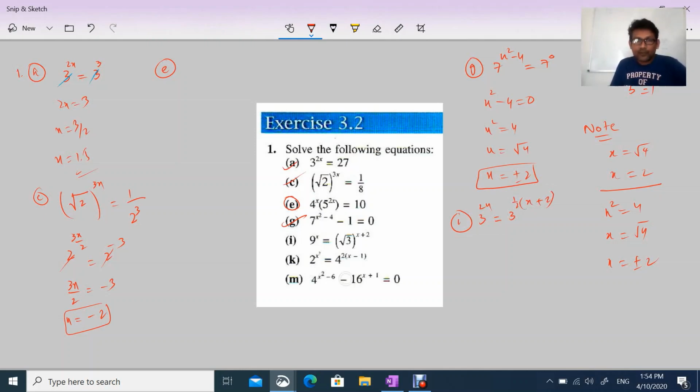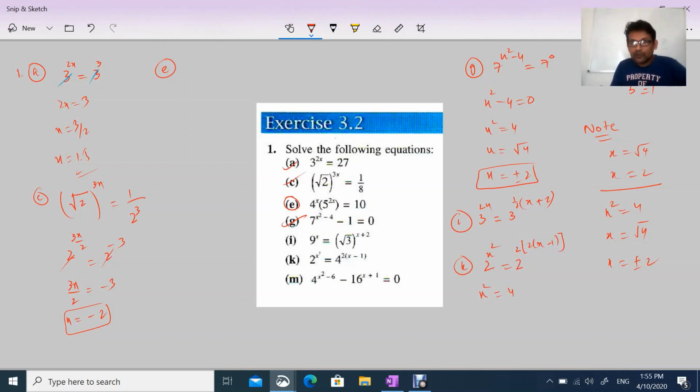Now part k: 2 power x square equals this 4. I can make it 2 square, and this square will become 4. So I can write, in a bracket, 2 power 2x minus 1. Then you can compare the powers.